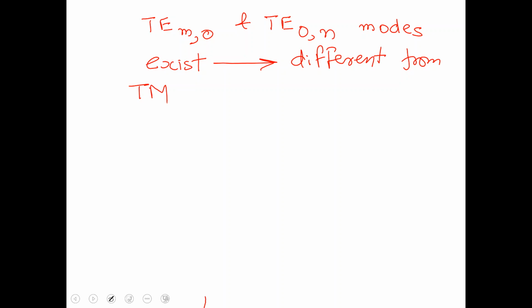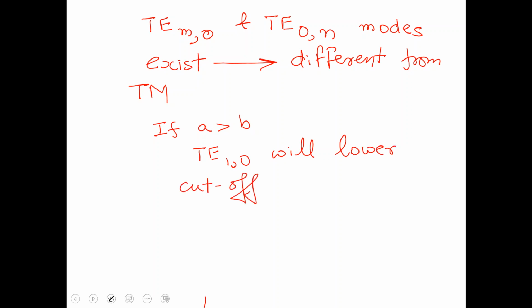If a is greater than b, then TE10 will have lower cutoff frequency than TE01. This becomes the dominating mode.